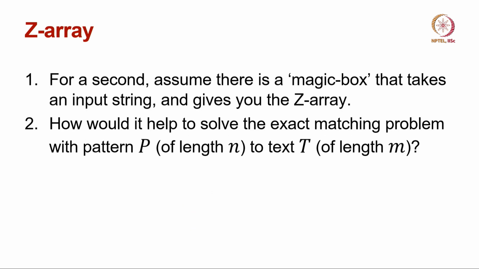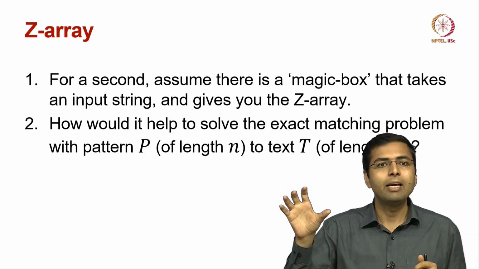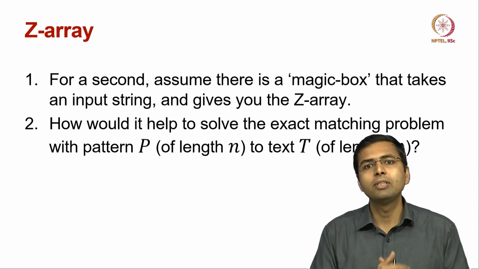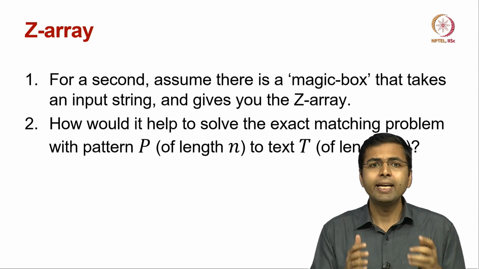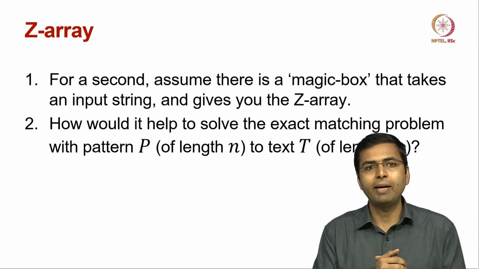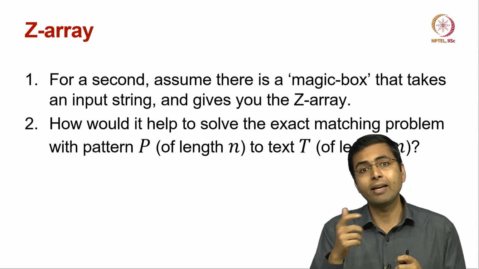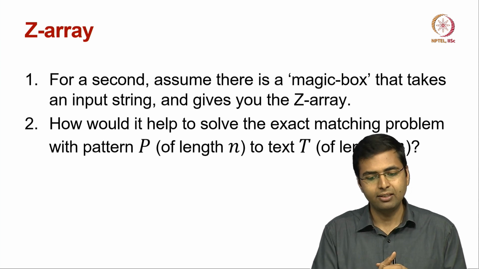So why are we focusing on the Z array? For a second, let us assume that there is a magic box that takes the input string and gives you the Z array. How would it help you to solve the exact pattern matching problem, where the inputs were pattern P and text T?